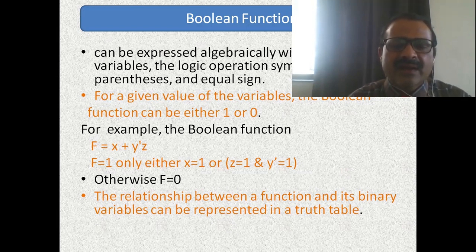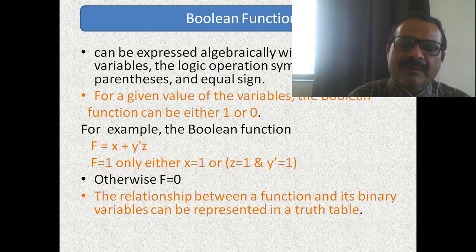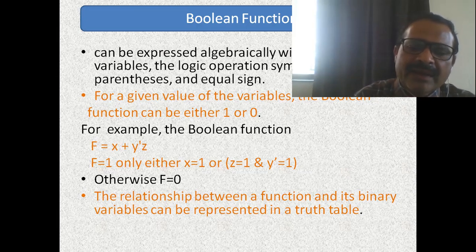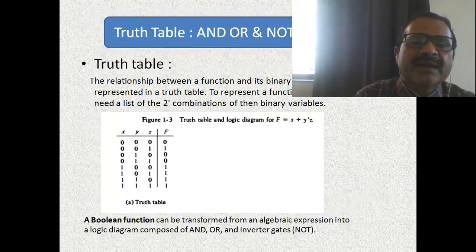The relationship between a function and its binary variables can be represented in a truth table. Now, what is the purpose of a truth table? In fact, a truth table is a table which we draw, which has columns and rows. These columns are labeled with certain variables, and in each cell, that is, row, there are certain values. Those values must be either 1 or 0 in Boolean algebra, and these columns and cells have a certain relationship. So this relationship of the Boolean function is represented by the truth table.